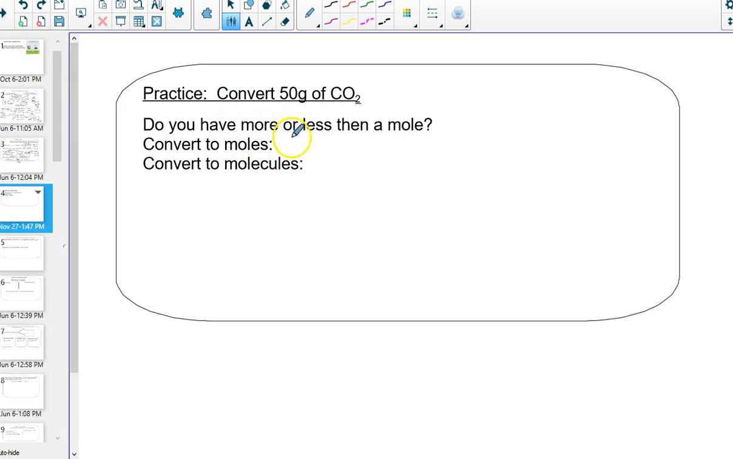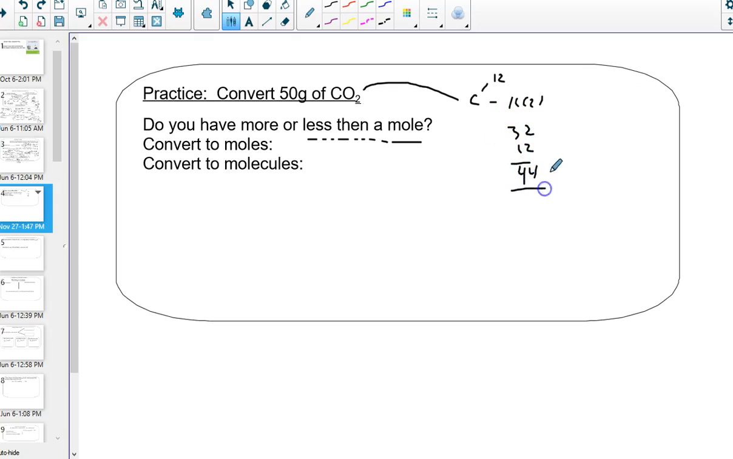Practice so far. Can you do these problems? 50 grams of CO2. Alright? Do you have more or less than a mole? Interesting problems here. So let's add up to how much 1 mole weighs. And that is always, always, always something in your brain. Carbon is 12. Oxygen is 16 times 2. So that's 32 plus 12, 44.